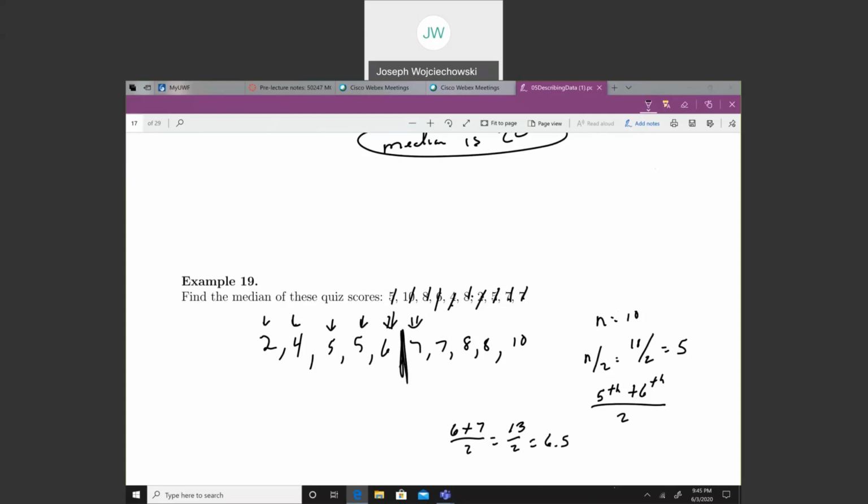Now here's what the median does. The median splits the data into two equal parts. So let's look. Well, we have 5 data points here and 5 data points here. And the median would be 6.5 here.